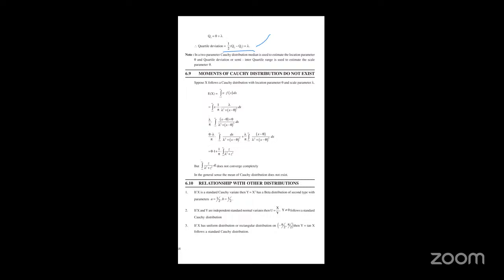So in a two-parameter Cauchy distribution, the median is used to estimate the location parameter. We know the location parameter is theta, and the quartile deviation, or semi-interquartile range, is used to estimate the scale parameter. So this quartile deviation is used for the scale parameter, and the median is used for the location parameter. Next, coming to the moments of the Cauchy distribution: they do not exist actually.